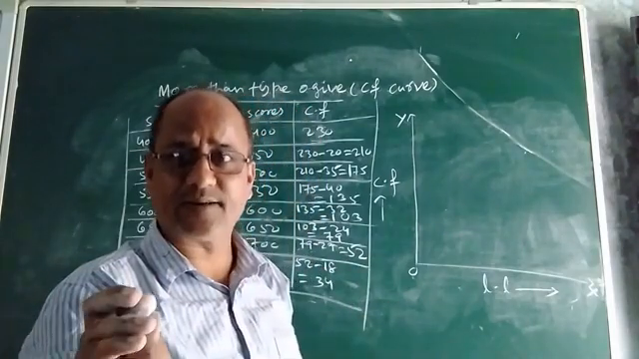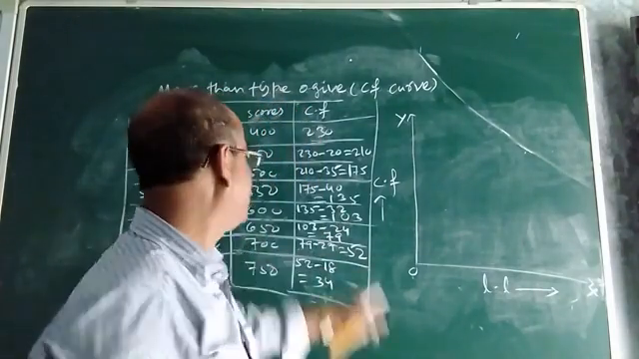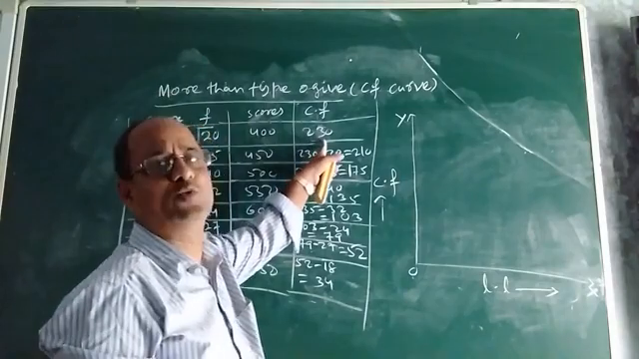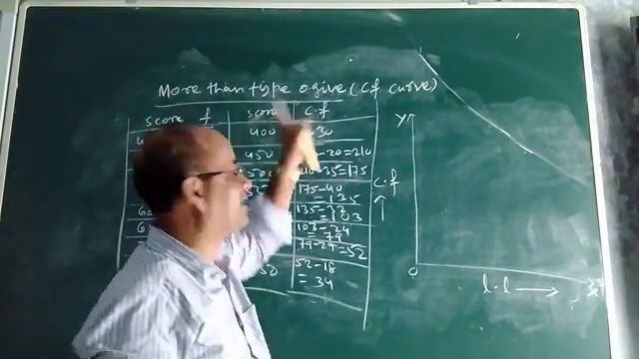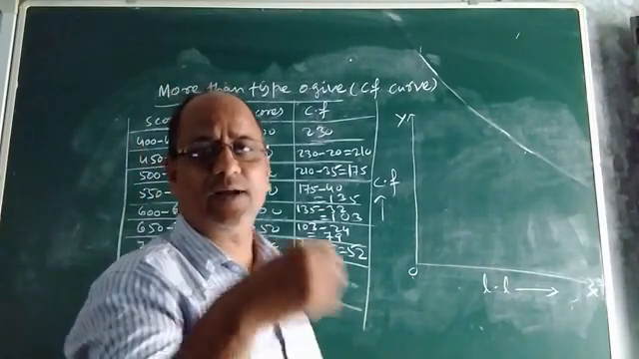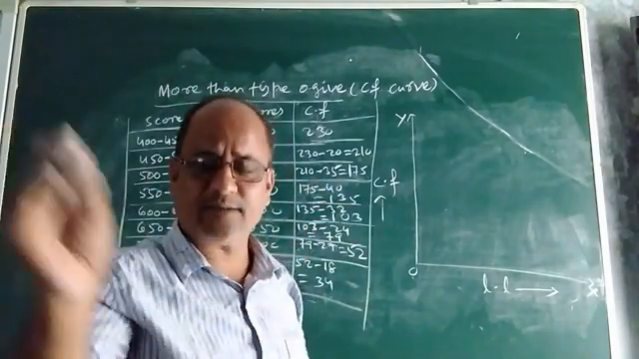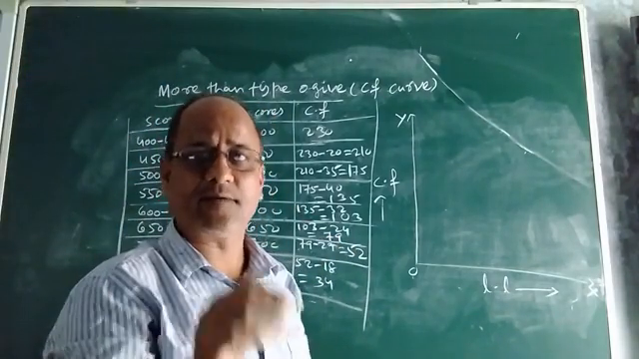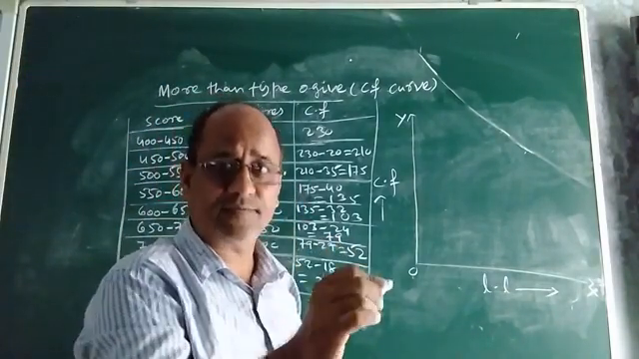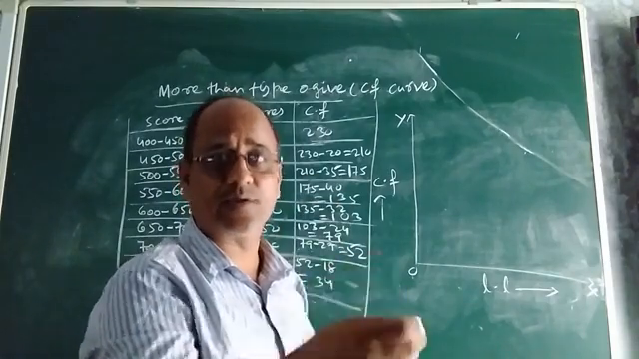Y-axis on choosing appropriate scale. Then you plot the points between the lower limit and the cumulative frequency. If you plot points between lower limit and the corresponding cumulative frequencies, you will get some number of points, and if you join those points by freehand, whatever curve is obtained will be your more than type ogive or more than type cumulative frequency curve.